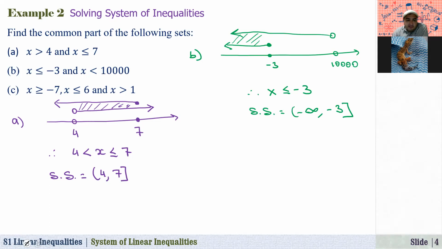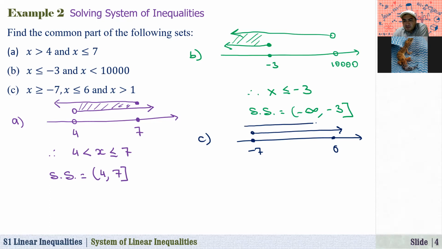And how about C? For C, x is greater than or equal to -7, and the second and third ones. So here, suppose that here we have -7. Okay, so to the right, because it is greater than -7. And the second one is x is less than or equal to 6. And here we have, let's say here we have 6. Okay, so less than or equal to 6. Let me just draw like this.